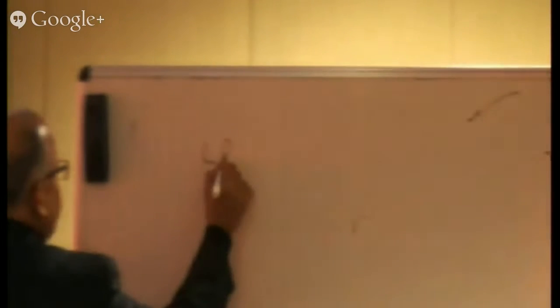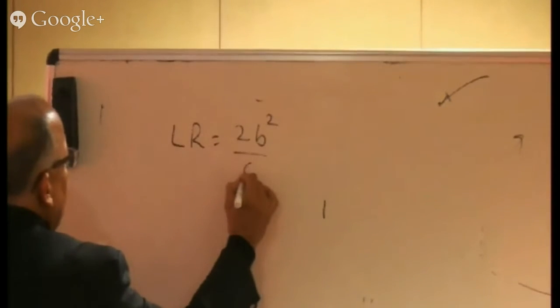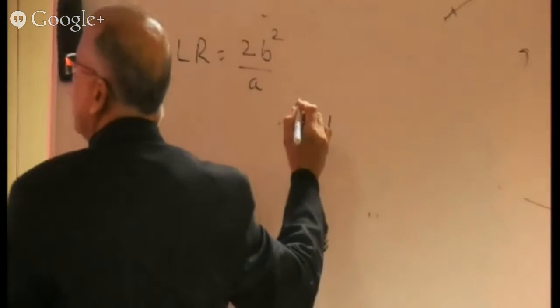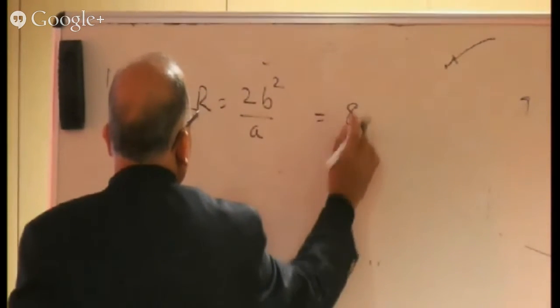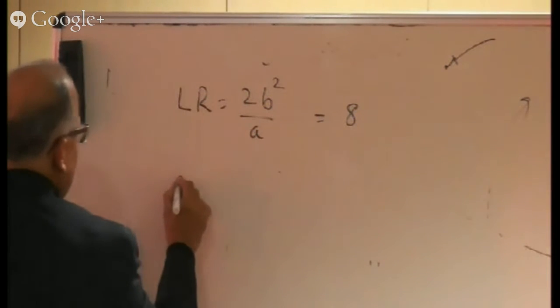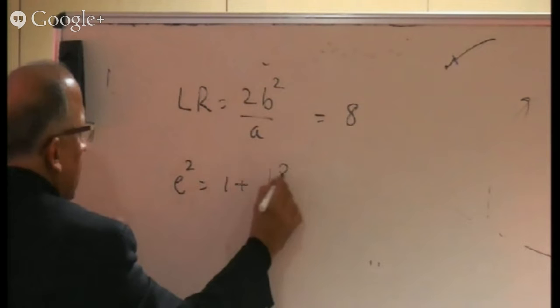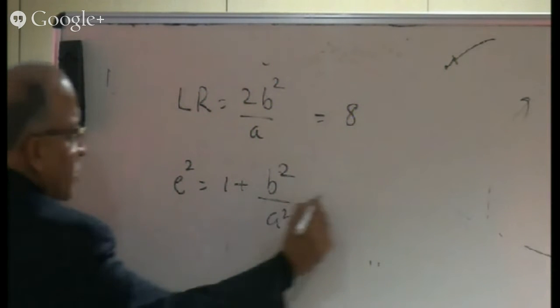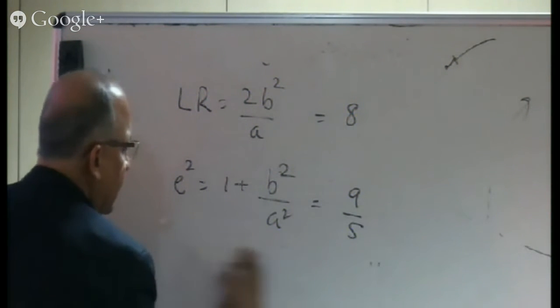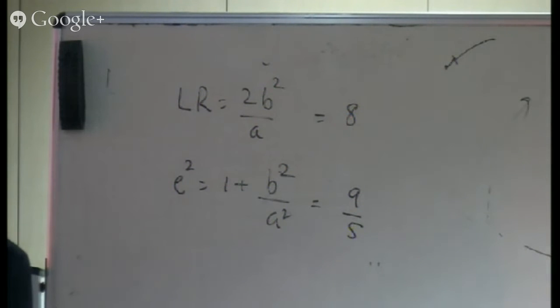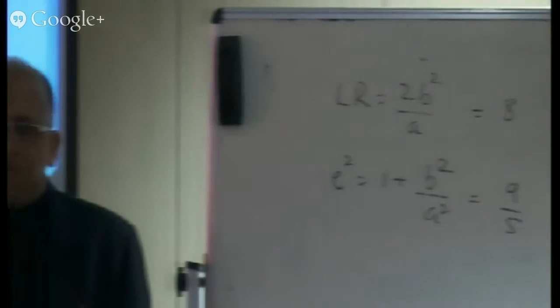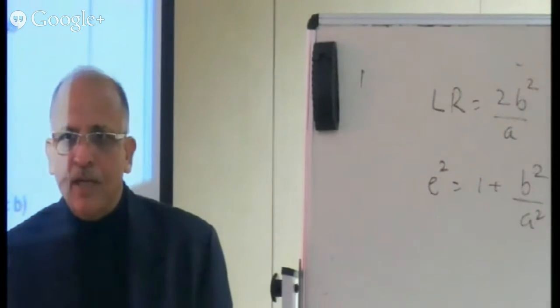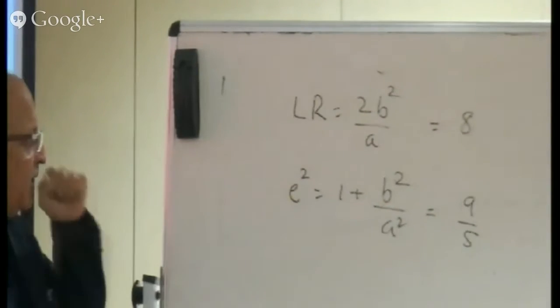Now let us see what I do. Latus rectum is 2b square upon a, and you are given the latus rectum is 8. This is given to me. Then I have this relationship which connects a, b and e, and eccentricity is given to be 3 by root 5, so e square is 9 by 5. Given these two things, what do we have to find? We have to find the equation of the hyperbola. The equation of the hyperbola is known to us if we know a and b. Only two things are required. So can we find a and b from here?